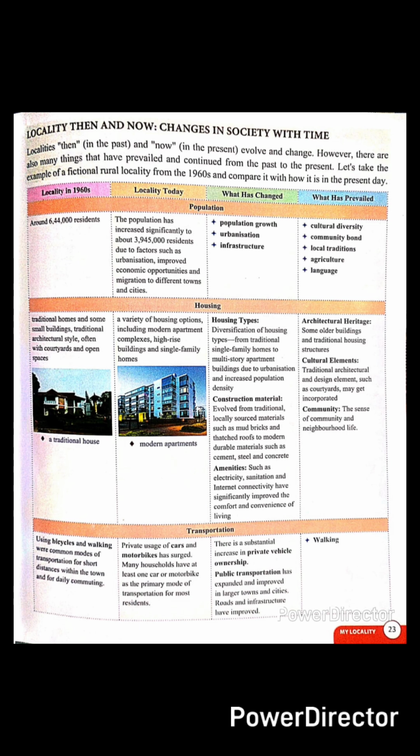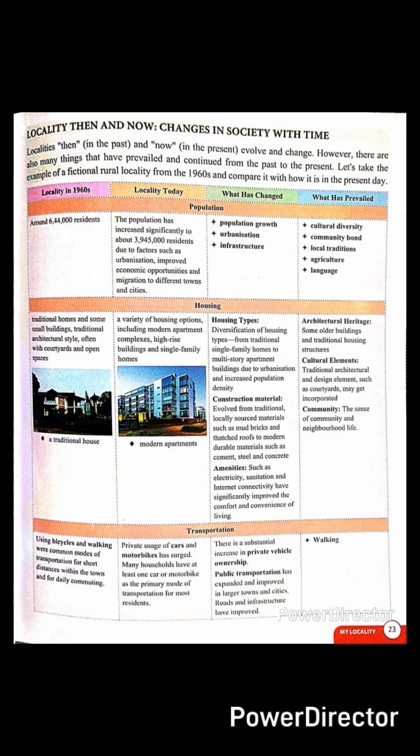Next, housing. Locality in 1960s, traditional homes and some small buildings, traditional architectural style, often with courtyards and open spaces. Now children, you can see a picture also, a traditional house. Locality today, a variety of housing options including modern apartment complexes, high-rise buildings and single family homes. What has changed? Housing types, construction material, amenities. What has prevailed? Agricultural heritage, cultural elements, community.